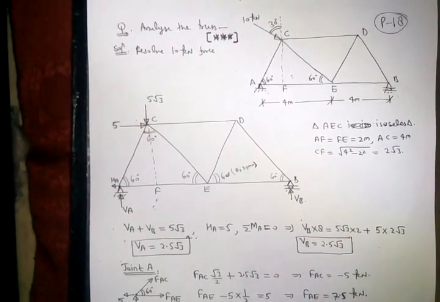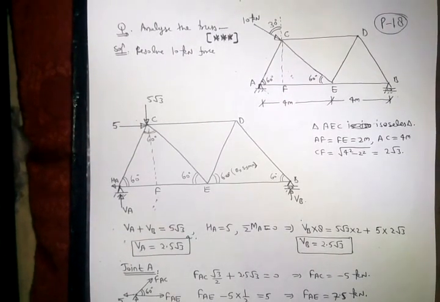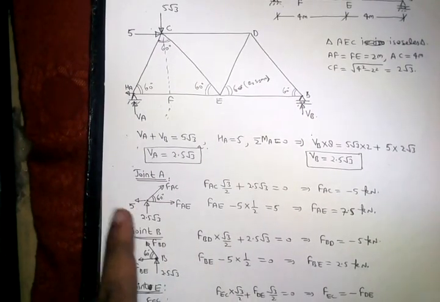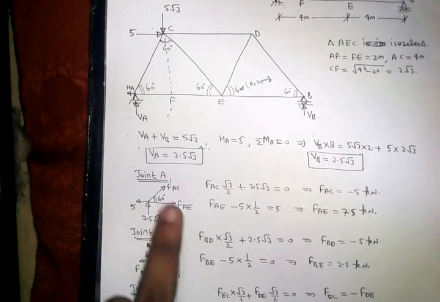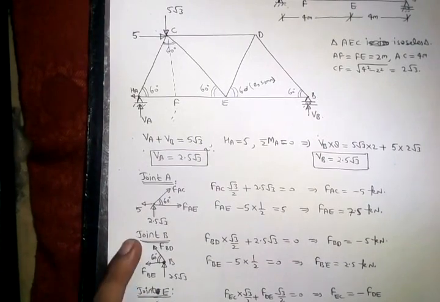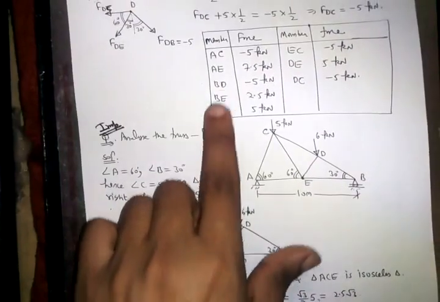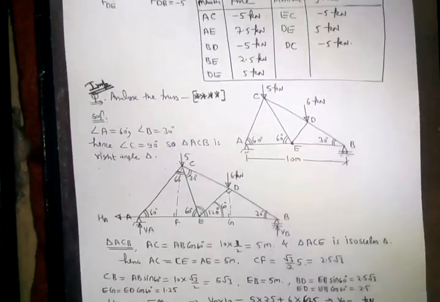So now, how can we calculate? We can start from any joint, either A or B, because at joints A and B only two members are connected. So I have started from joint A, with 5 in this upward direction, and this is FAE and FAC. We can resolve, right? So we can take further joints and solve easily. I have solved all the questions and shown the final answer.